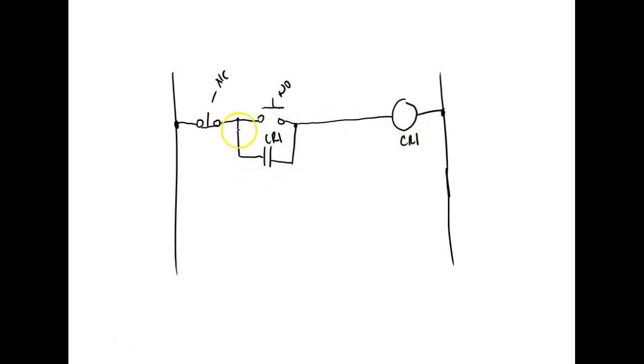Now notice here, so how would this work? CR1 comes in, seals in, and then how do we do the stop? Now notice here, this is a normally closed. Now why do we want to use a normally closed for a stop button? Well, if the switch opened, the system would stop, right?